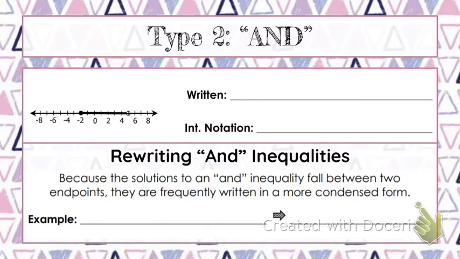So the way that we're going to write this is we're going to look at the left number and the right number. This is -2 and this is 5. And I'm going to write that, I'm so sorry, my brain is completely tired right now.